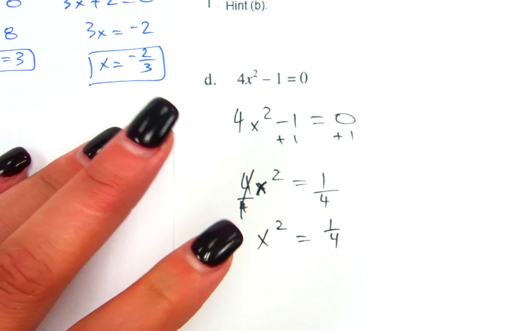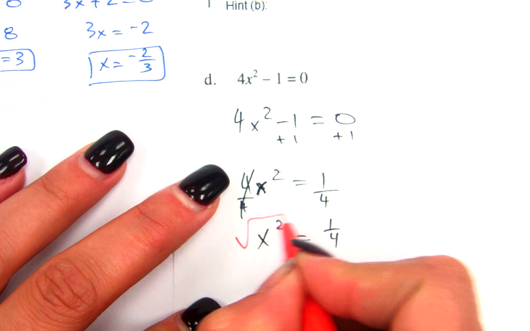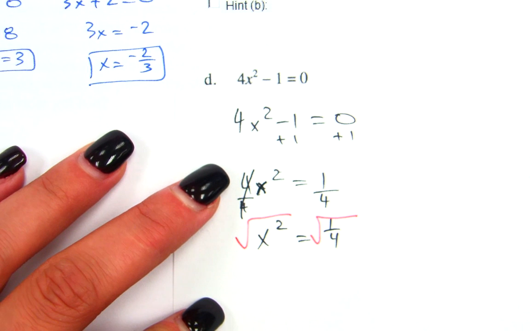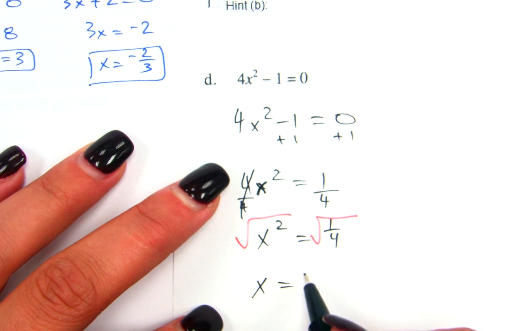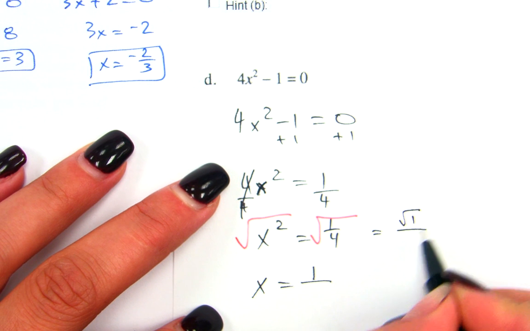From here, you say, okay, x squared is equal to 1/4, so I can take the square root of both sides. Then x is equal to the square root of 1, which is just 1, and the square root of 4. I can break this apart for you like this.